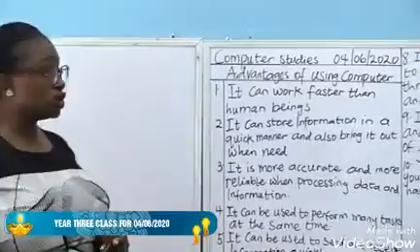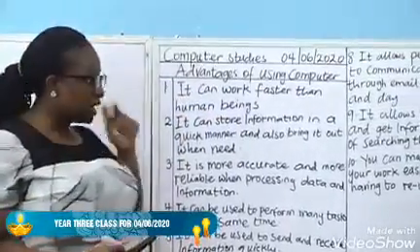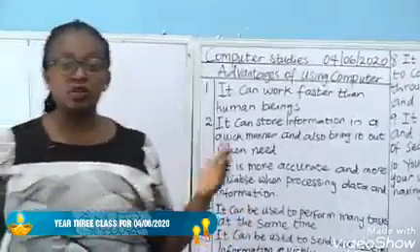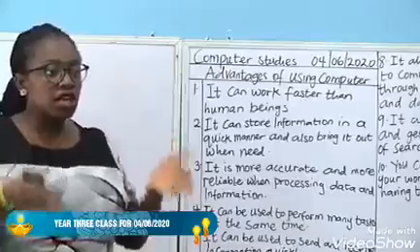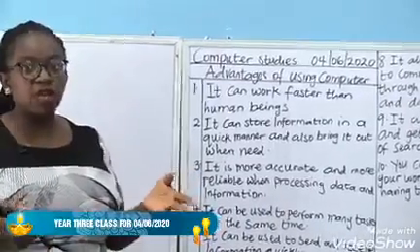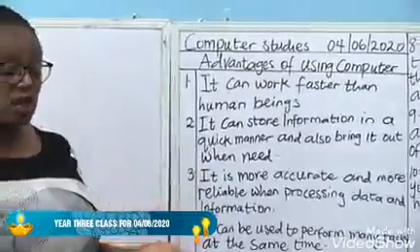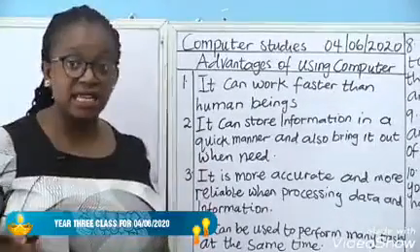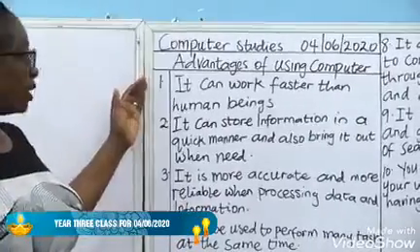The first advantage we're going to be saying here is that it can work faster than human beings. A computer can do a lot of complex calculations faster than a human being. If you just key in your figures into the computer, it will solve the sum and give you the answer, whereas a human being will be calculating on the paper and taking a long period of time. So a computer is generally faster than a human being.